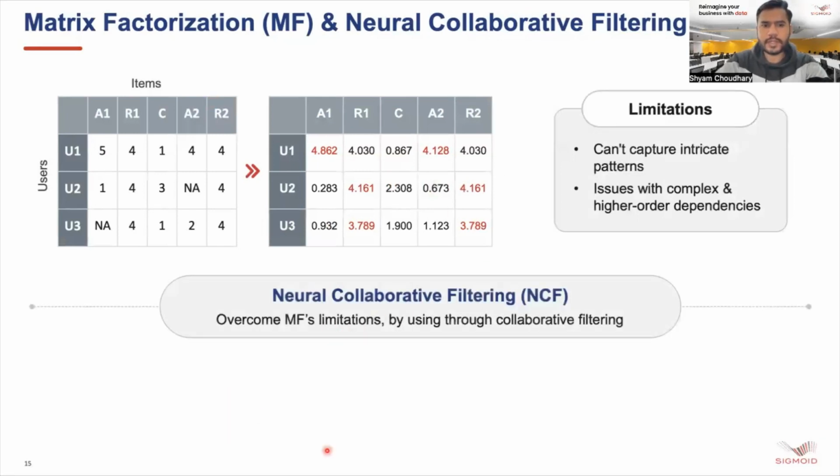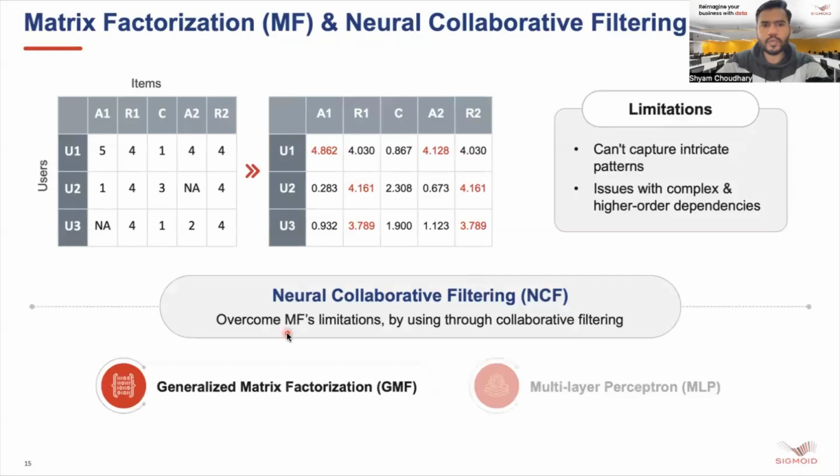So what is neural collaborative filtering? It's an advanced approach in recommendation systems, and it leverages deep neural networks. We can call it an advanced version of matrix factorization, and it helps us capture not only linear relationships but also non-linear relationships. There are two basic components in neural collaborative filtering. First is called the generalized matrix factorization component, and the other is the multi-layer perceptron. We'll talk about these two models in the next slides.